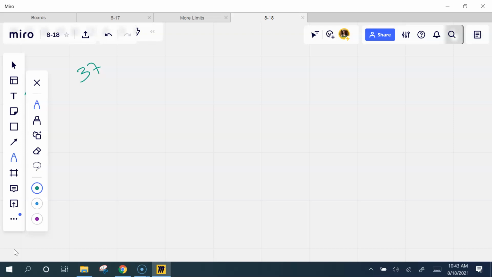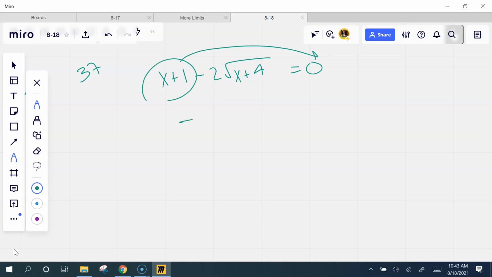All right, so I'm asked to solve algebraically and confirm graphically. So I have x plus 1 minus 2 root x plus 4 equals 0. So what I want to do is isolate that radical first. So I'm going to move these two to this side. So it leaves me with negative 2 root x plus 4 equals negative x minus 1.